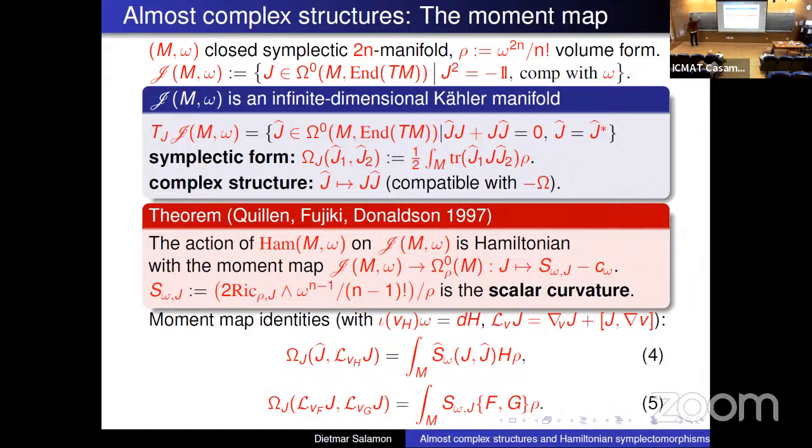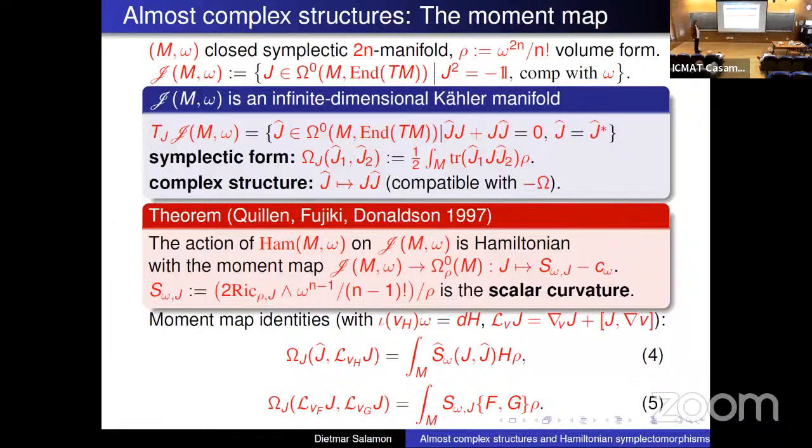So S omega hat of J hat is by definition the derivative at t equal to 0 of S omega J_t, where J_0 is J and d by dt J_t at t equal to 0 is our J hat. And so the precise equivalent of the moment map identity in the finite dimension setting is exactly this formula, equation 4, where on the left-hand side, the Lie derivative of J in the direction of the Hamiltonian vector field V_H is denoted by L_{V_H} J. And it is given by this formula written there.